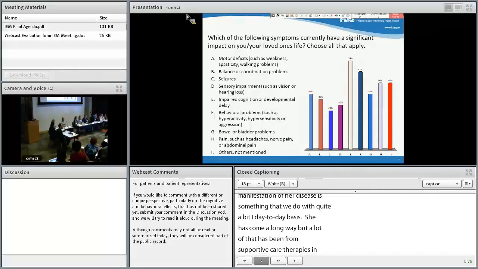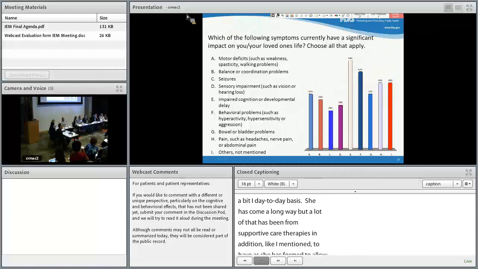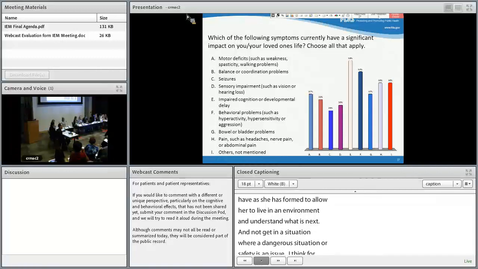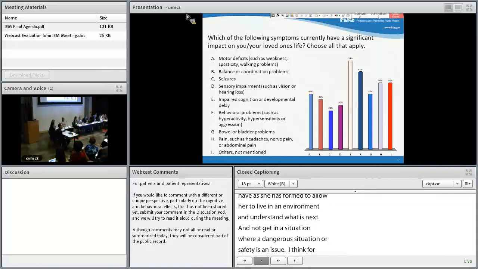In addition, like I mentioned, the habits that she's formed allow her to live in an environment and understand what's next, and not get into a dangerous situation where safety is an issue. But I think for her, the lack of being able to understand and the lack of being able to communicate gives her a sense of anxiety, and that can be very difficult. So I think the psychiatric, neuropsych component is something that falls into the others in her situation.